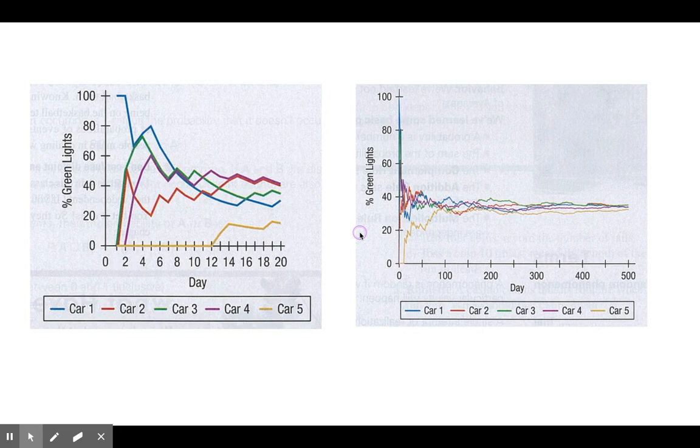So in general, over the long run, on average, no matter who you are, what car you're driving, or what path you're taking, you're probably going to hit a green light about 35% of the time, and you're going to hit red lights about 65% of the time. In general.